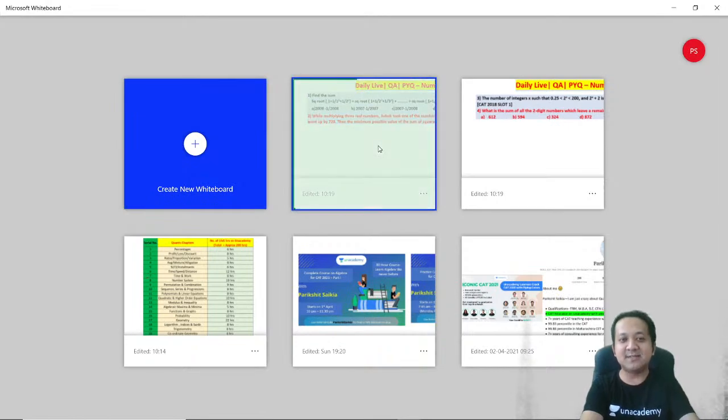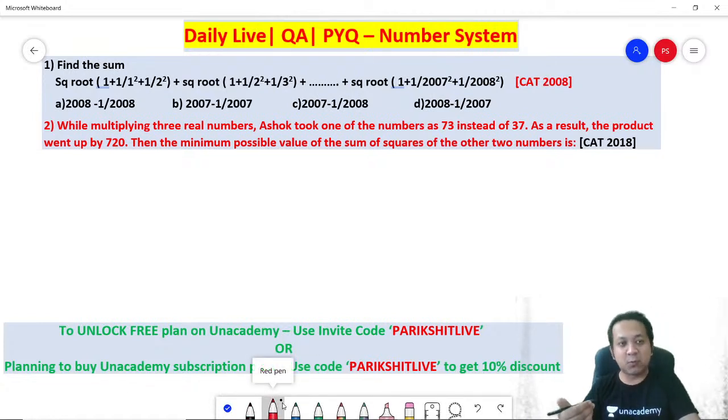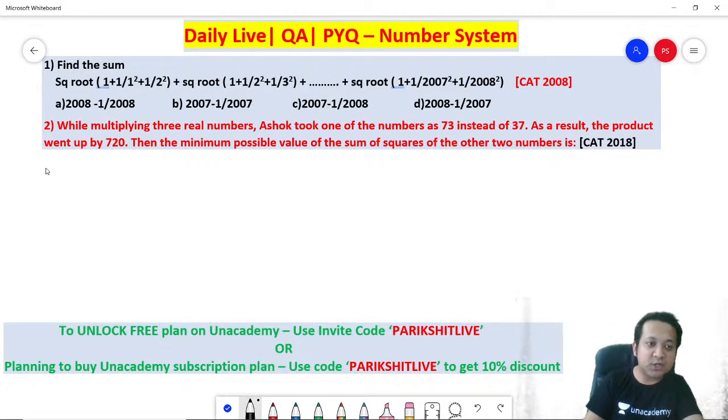Okay, the first sum. Find the sum. This is from the CAT 2008 paper, a number system question wherein they have given you an expression and they want you to find out the sum of the given expression. Now this question, let's write it down.